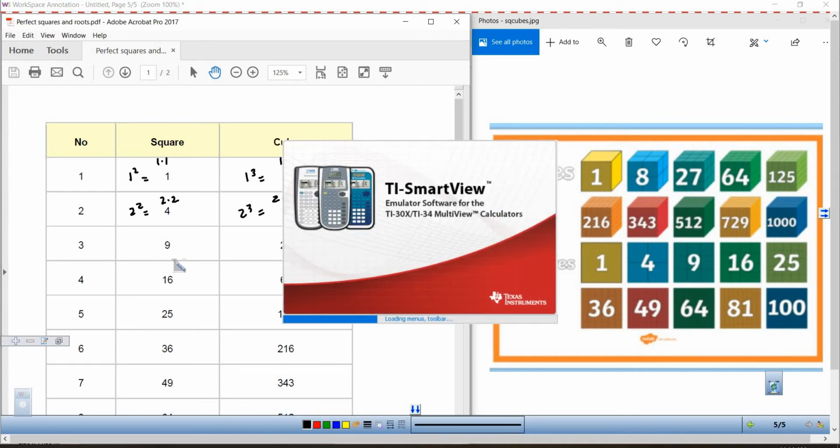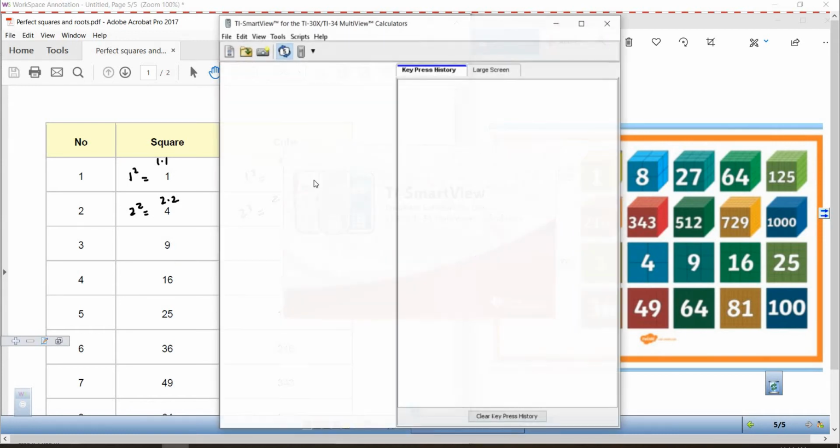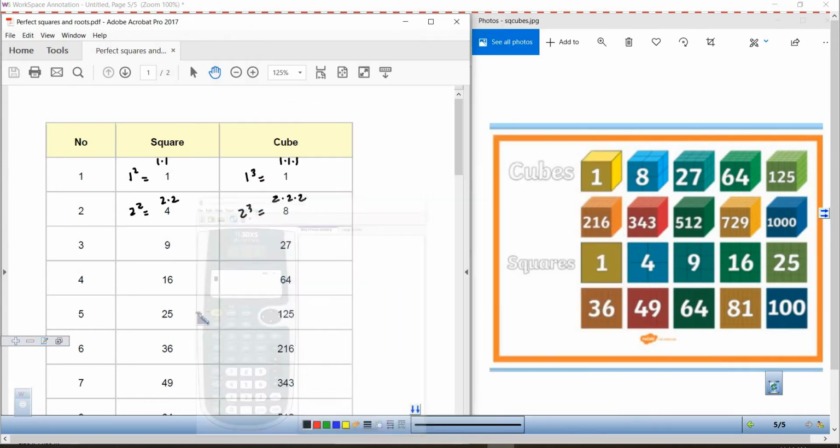Oops, didn't mean to do that. We'll just let that get out of the way. I didn't mean to open up the calculator. That might come in handy later, though.